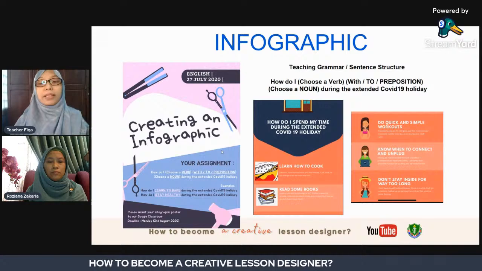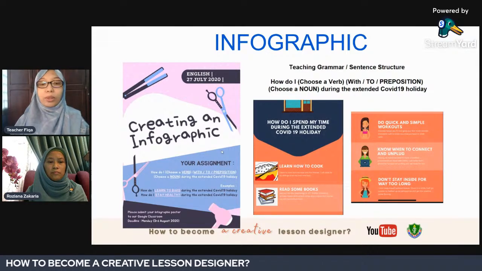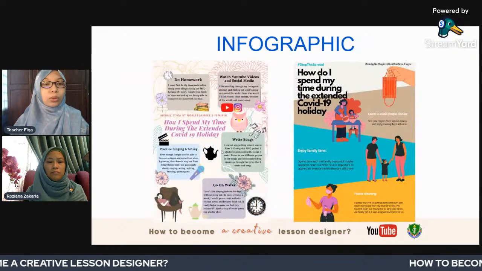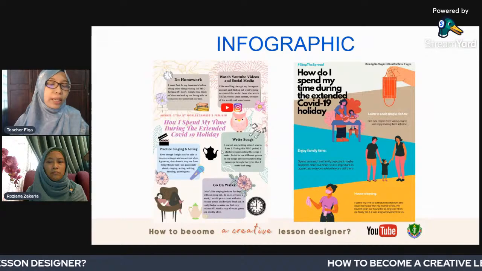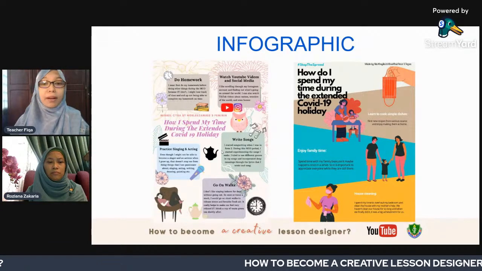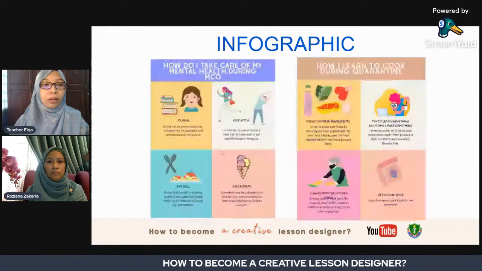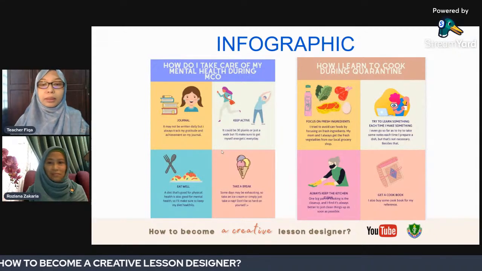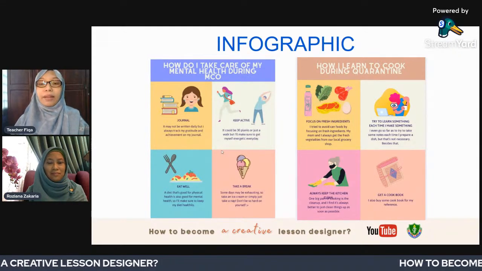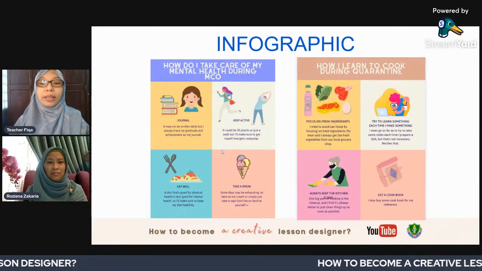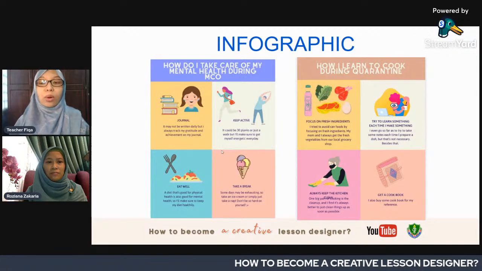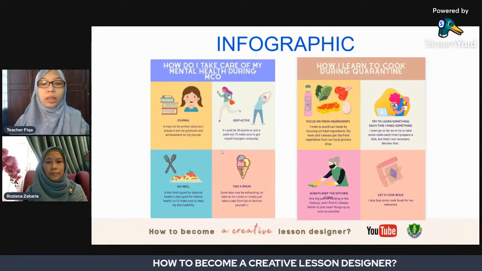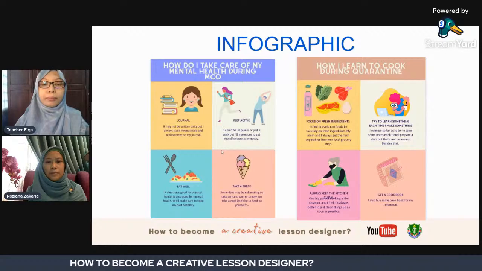This is one of the examples that my students produced. Here are more examples. Normally they design this poster using the Canva application. If I can read here, the titles of the infographics are "How do I take care of my mental health during MCO?" and "How do I learn to cook during quarantine?"